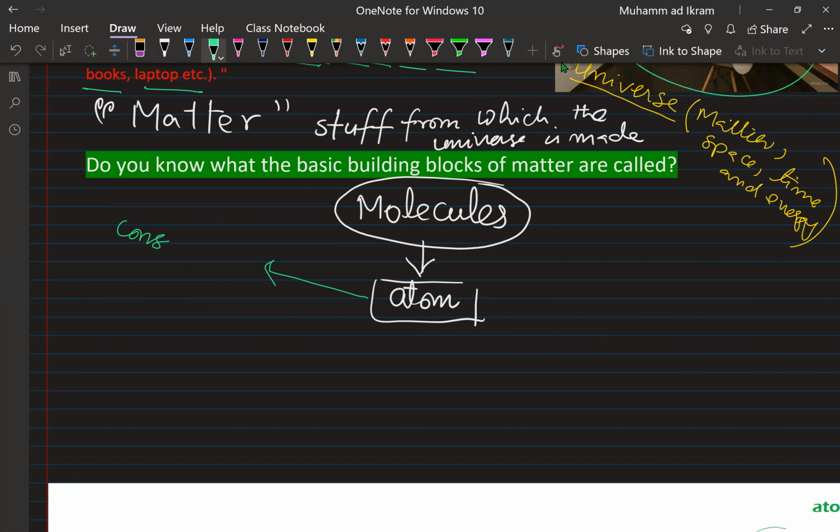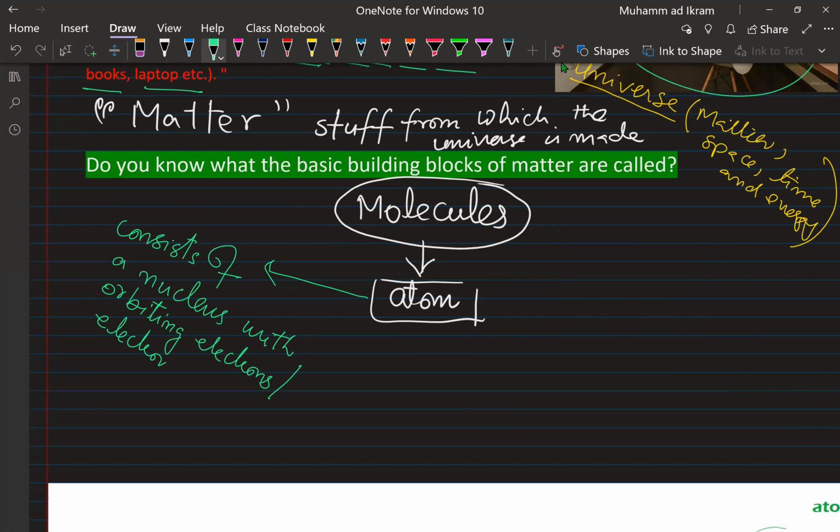The atom consists of a nucleus with orbiting electrons, or electron if it is hydrogen, right? So that is the atom.